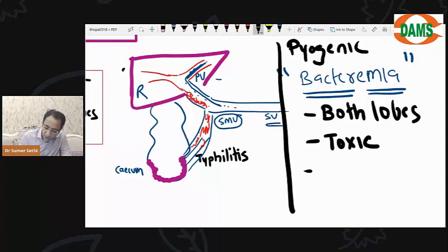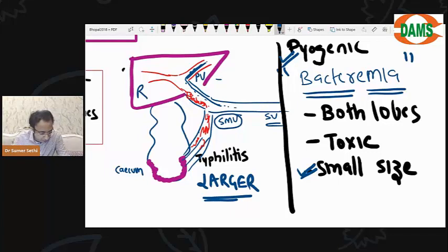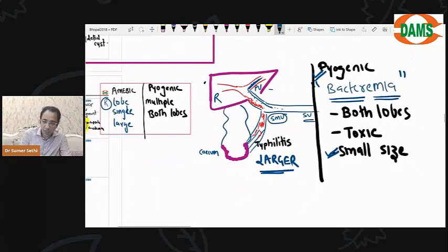So this patient is more toxic, and the abscesses are usually small in size and multiple, and at that small size of abscess itself, the patient comes to the doctor. In amoebic abscesses, the abscess tends to grow larger because the patient is not as sick as you have in a pyogenic abscess. Everybody understands the concept? Okay, so this is the why behind it.